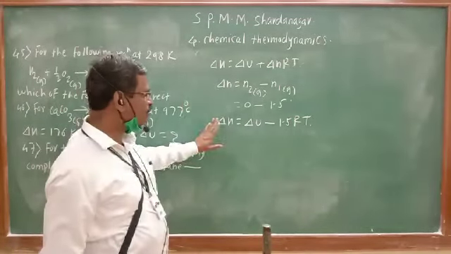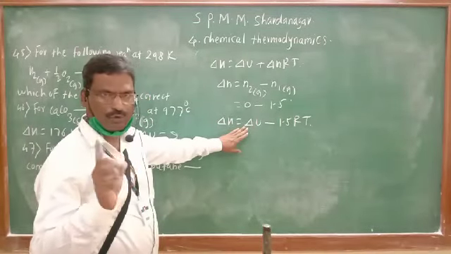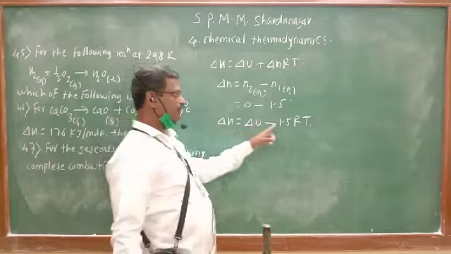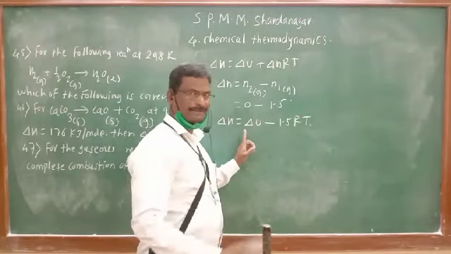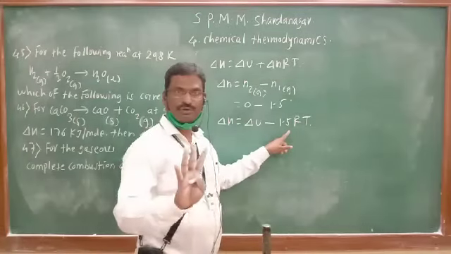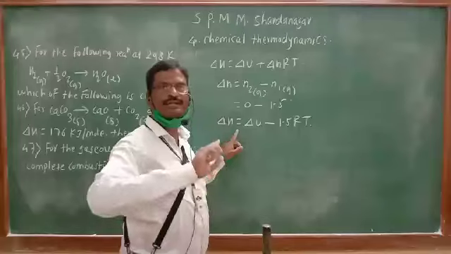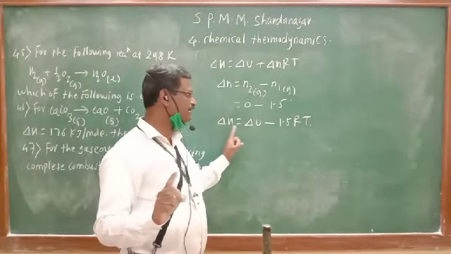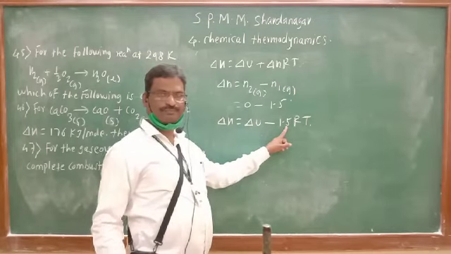Now we have to find out the relation between delta H and delta U. Are they equal? No. For them to be equal, this must be 0. So they are not equal because this is not 0. The first option they have given, delta H is equal to delta U, is wrong, because delta H is not equal to delta U since this is not 0.